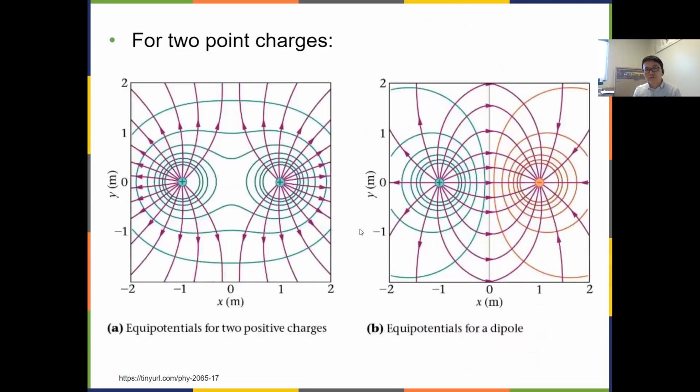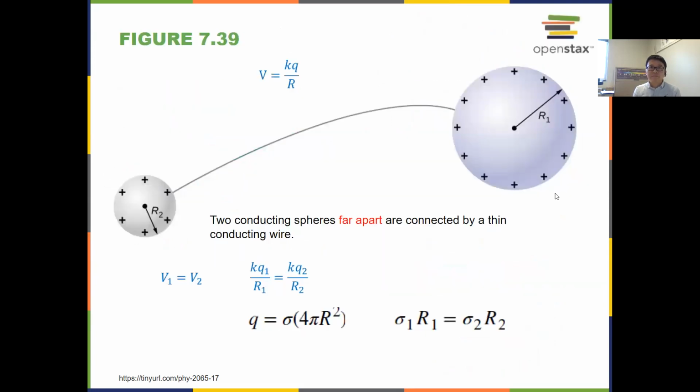And then for point charges, this is what you would expect. For positive charges, in the middle you have no electric field, so no electric field lines, but the equipotential lines or equipotential surfaces look something like the green lines. In this case, the green lines and yellow lines are the equipotential surfaces.